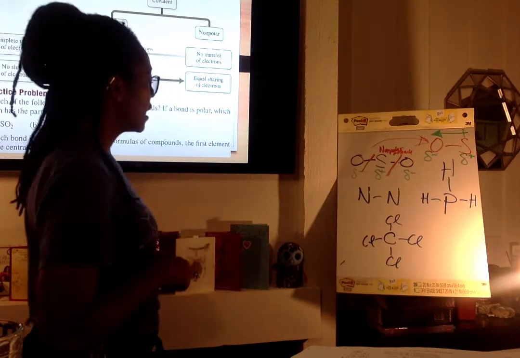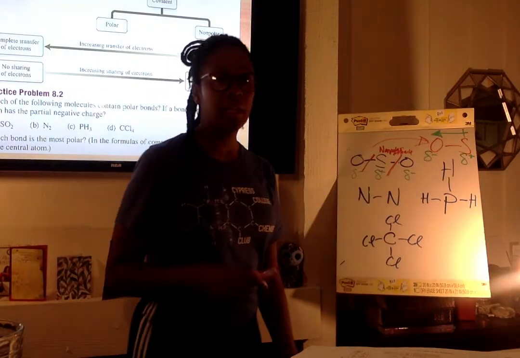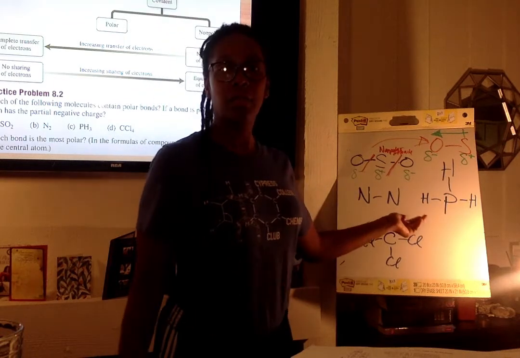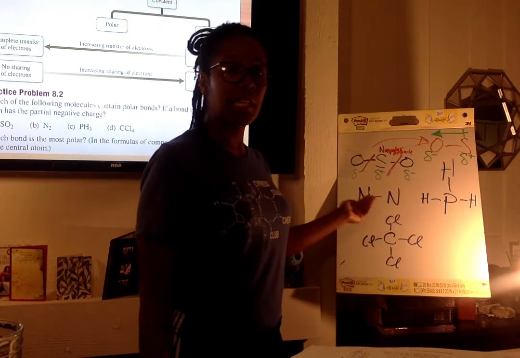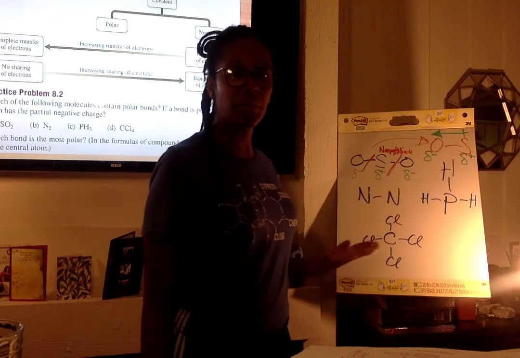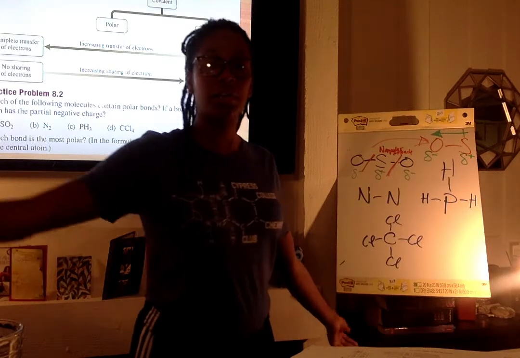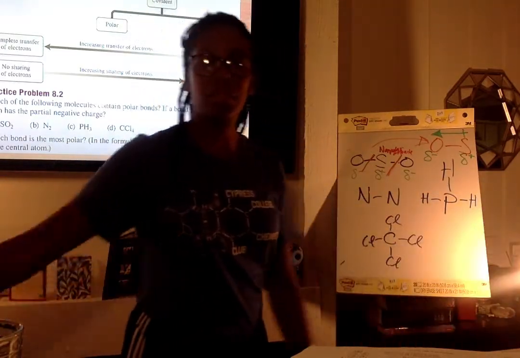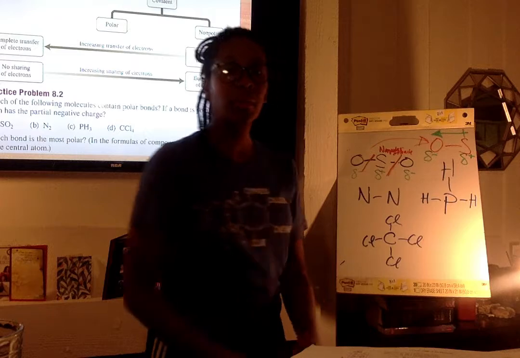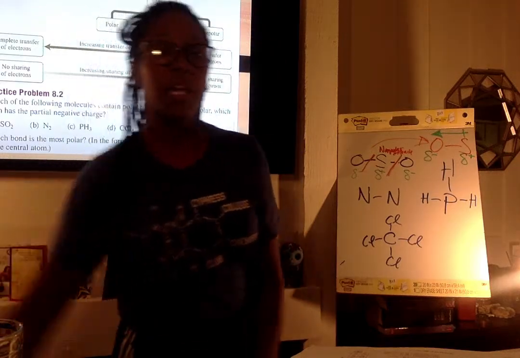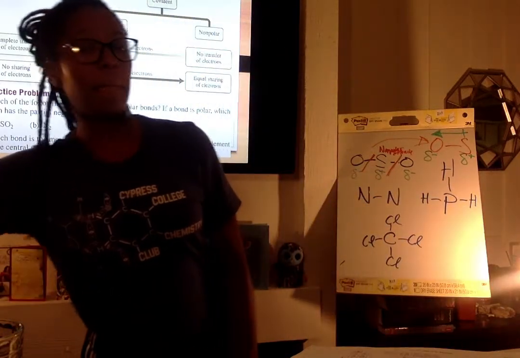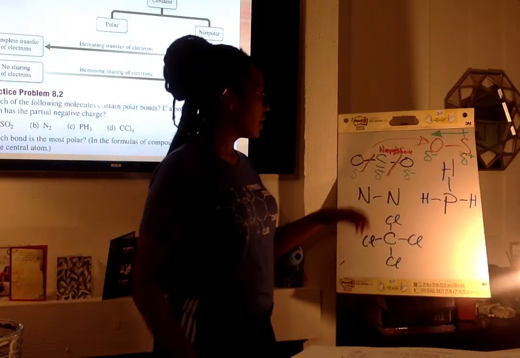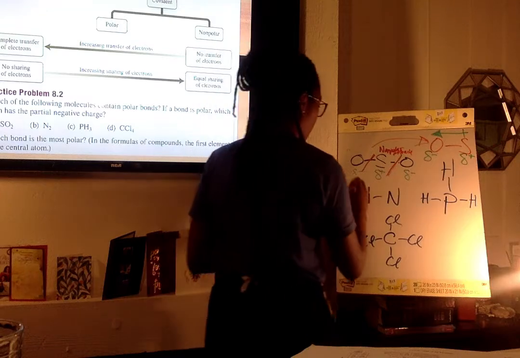So the next one is nitrogen and nitrogen. Even without looking at the periodic table, they're the same element. Since it's the same element, there is not going to be any pull because they're the same thing. You can't pull on yourself. You need someone else that has a different strength than yourself. Like, I can't pull on my arm. I'd have to have someone else pull me. So because it's itself, this is also going to be non-polar.